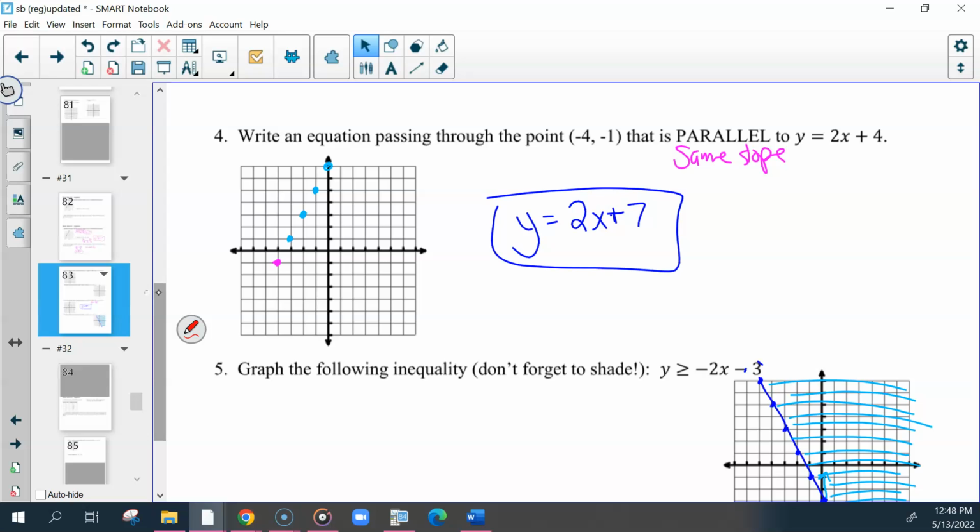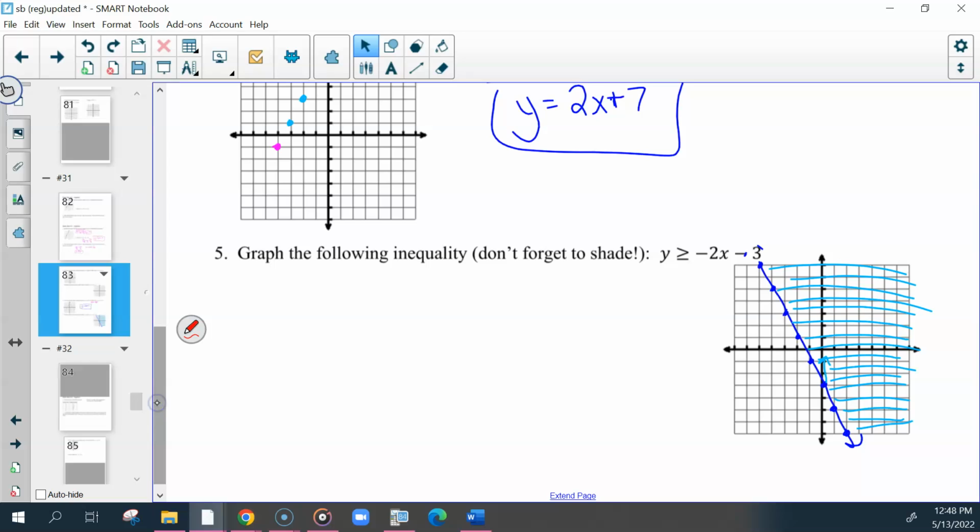For number 5, you would be graphing this inequality. So you would start at -3 on your y-axis. Your slope is -2, so go up 2, left 1 as many times as possible, and down 2, right 1 as many times as possible. This would be a solid line shaded above.